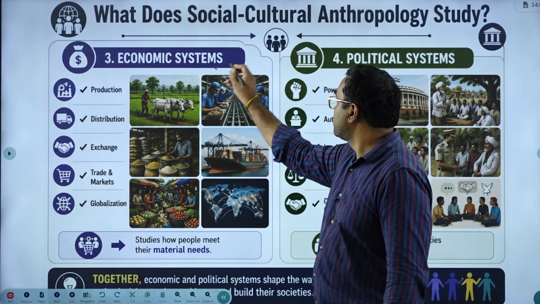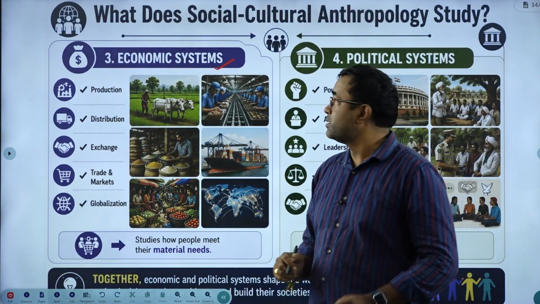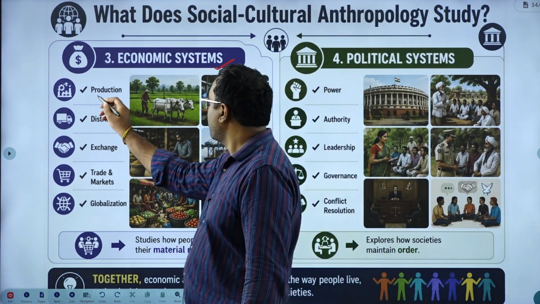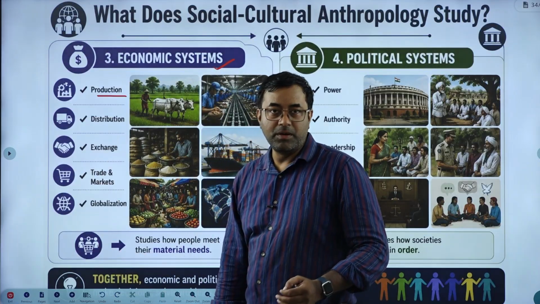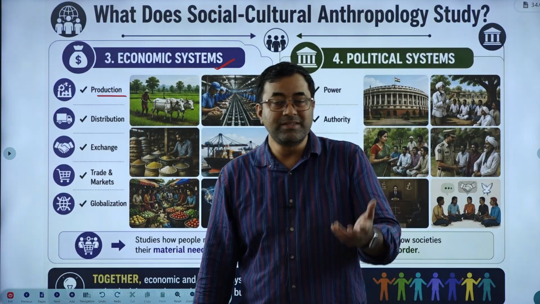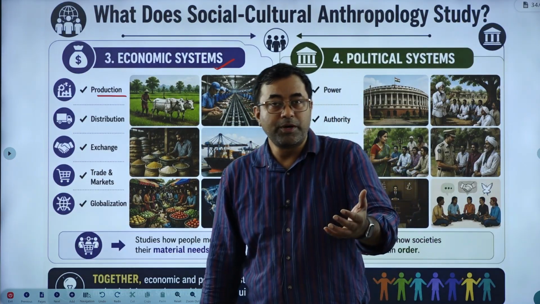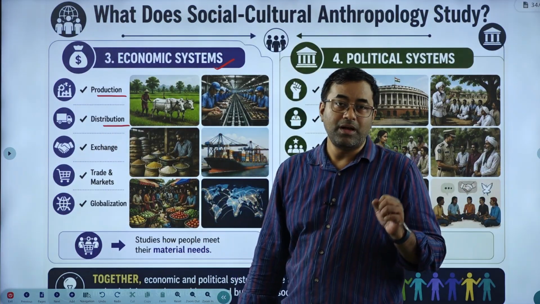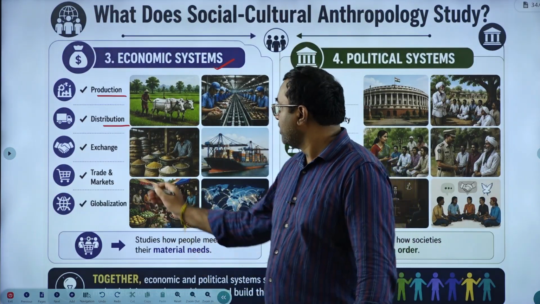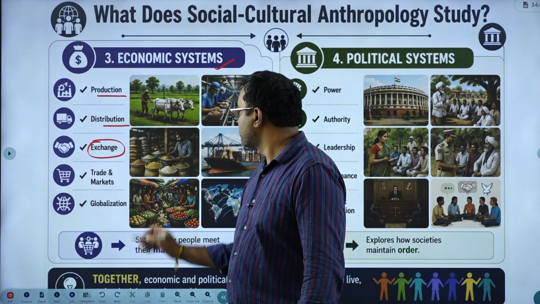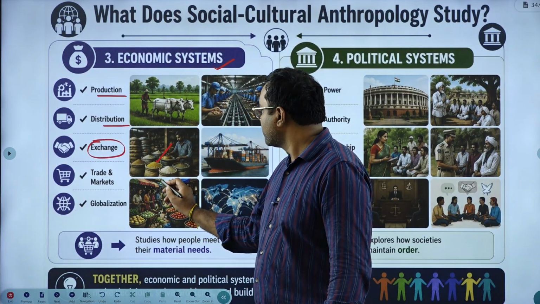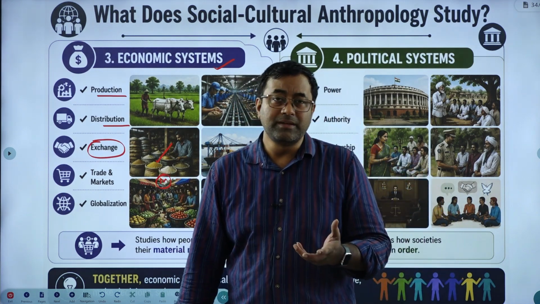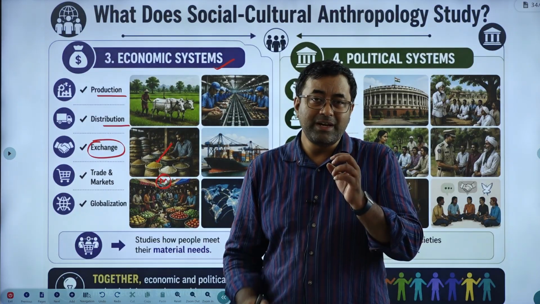Next one is about economic systems. As part of socio-cultural anthropology, we study the economic systems of different societies. For example, the different ways of production followed by the people, the goods and services they produce, and how these are distributed to different sections of the people. Later we try to understand the different types of exchanges. Once goods are produced, markets are the place where people exchange goods and money. In modern days we call money a medium of exchange.